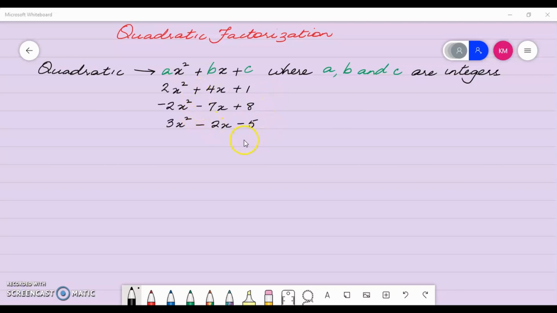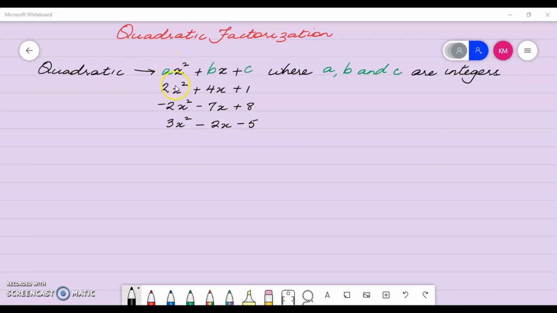These three expressions are called quadratics. Here, a is 2, b is 4, and c is 1. In this expression, a is -2, b is -7, and c is 8. In this last expression, a is 3, b is -2, and c is -5.